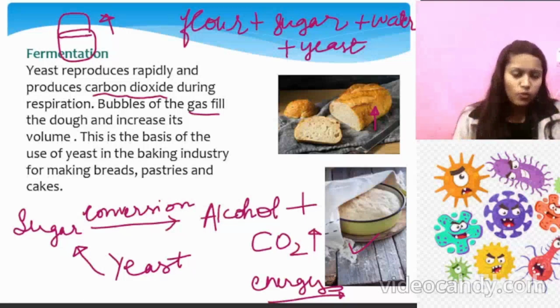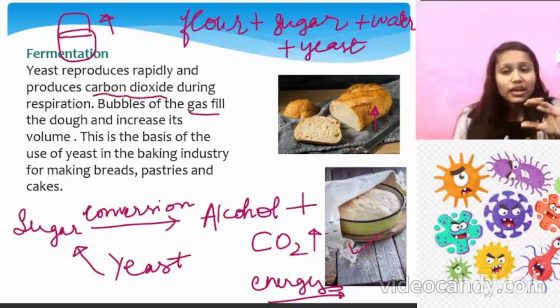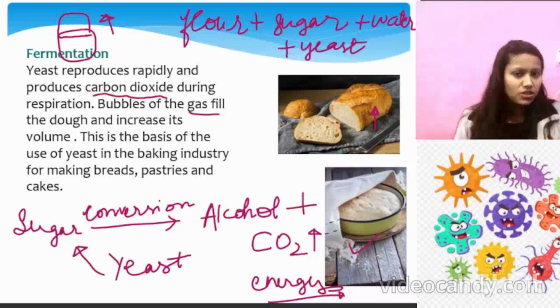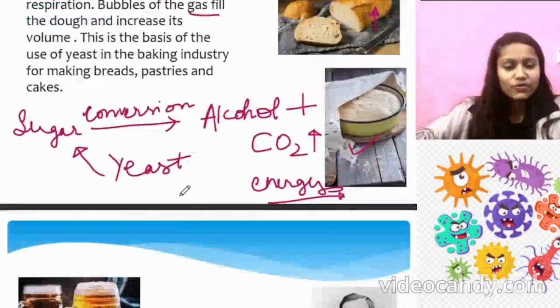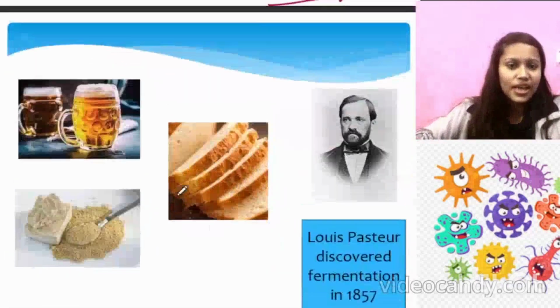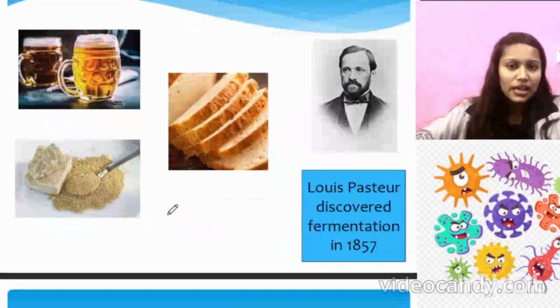In all these products, sugars are naturally present, and when yeast is added, it utilizes the sugar, and then alcohol is produced, and carbon dioxide is also produced in the fermentation process. So this was all about the fermentation process, and one more important thing is there.